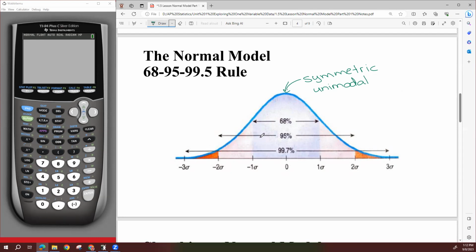The area underneath this curve represents probabilities, and the proportion of the area underneath the curve represents a probability, and we can use those probabilities to find answers to questions. We call the middle a z-score of 0.